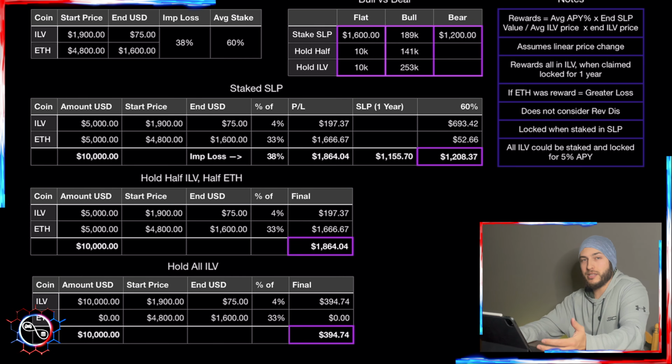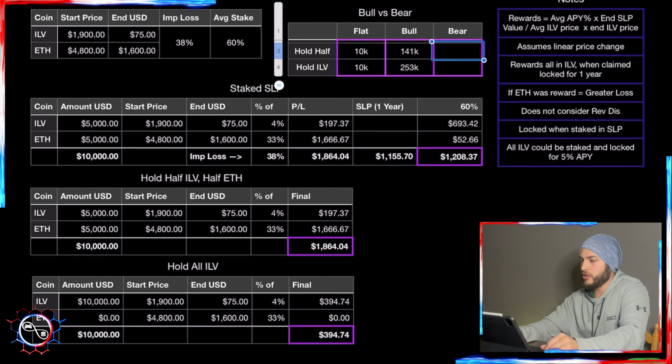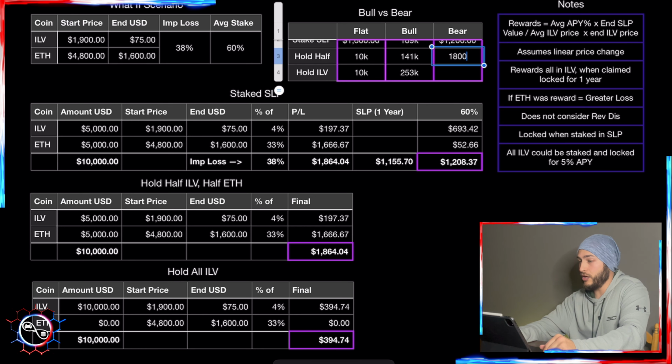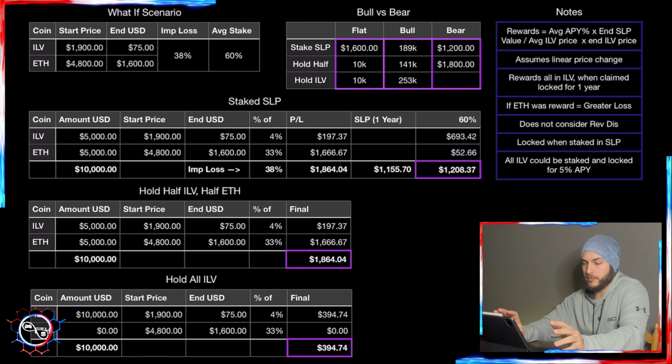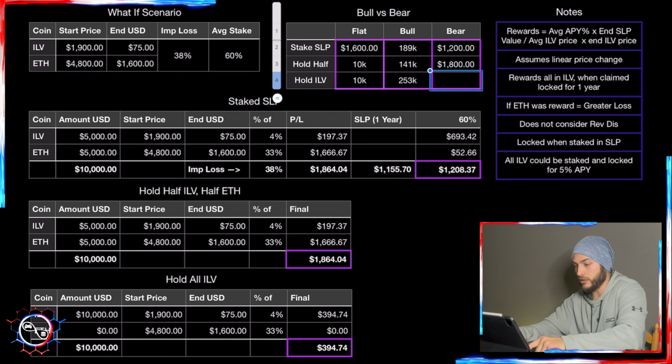Now, if you just held ILV and ETH in your wallet without staking it, then you would have actually ended up with $1,800. And here's where the big problem is. If you just held that all in ILV, like those really bullish people are saying that you should do, in this scenario, you're down to $400.